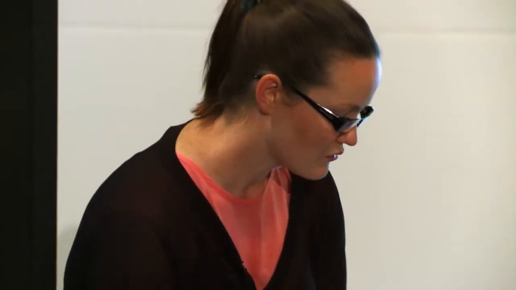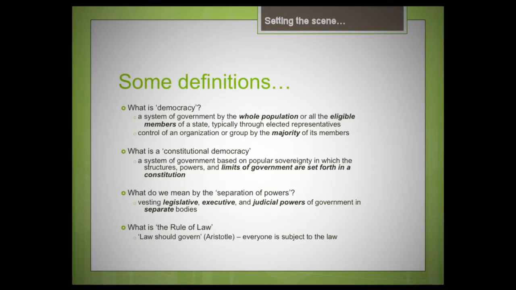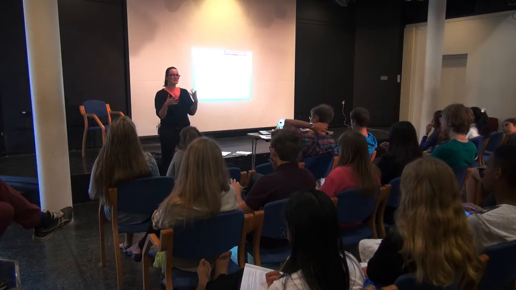Now, the second point that I want to ask is, well, we're pretty well understanding what a democracy is. But what's a constitutional democracy? It's a system of government based on popular sovereignty in which the structures, powers, and limits of government are set forth in a constitution. What is the role of a constitution?